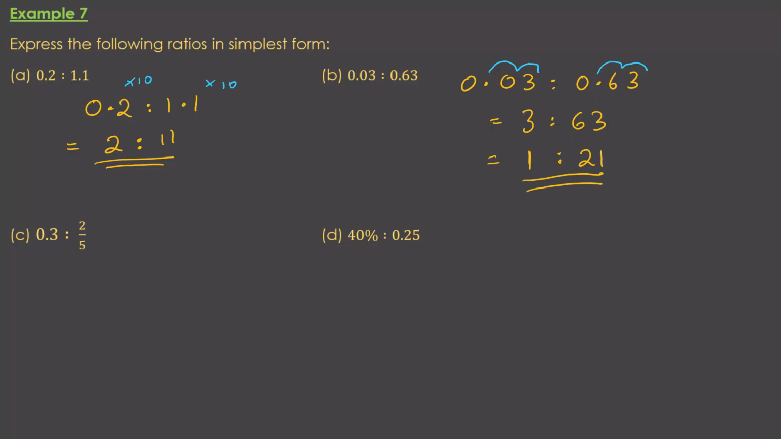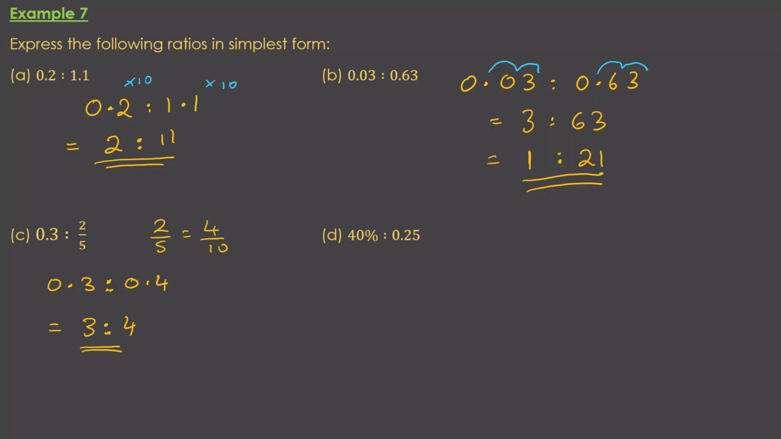Now, 0.3 to 2/5. It would be nice to have these in the same form. Remember though that 2/5 is 4/10. So I could say this is 0.3 to 0.4. Multiply both sides of the ratio by 10 and I get 3 to 4.